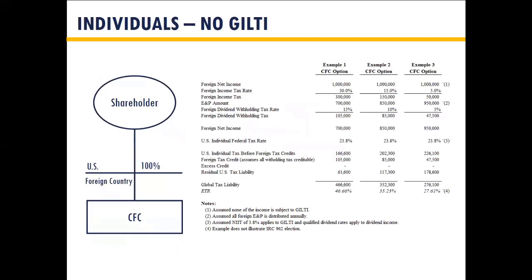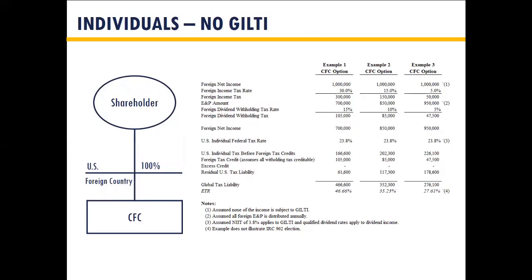So how about individuals? This is a slide that shows a few examples or options for an individual. If there was no GILTI, really for modeling for an individual, the answer would be, it depends. Do you want an individual to own a CFC directly or not? And you'd say, well, I'll look at the foreign taxes paid in the foreign jurisdiction. And you can see in all three examples, they're a little bit different, and that significantly changes the ETR at the end of the day.